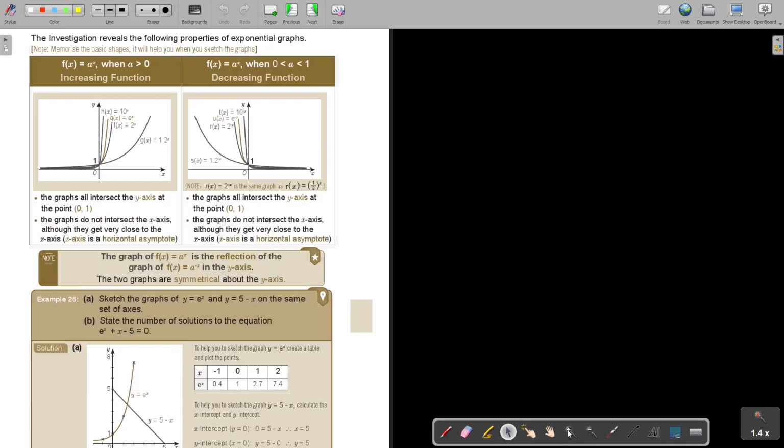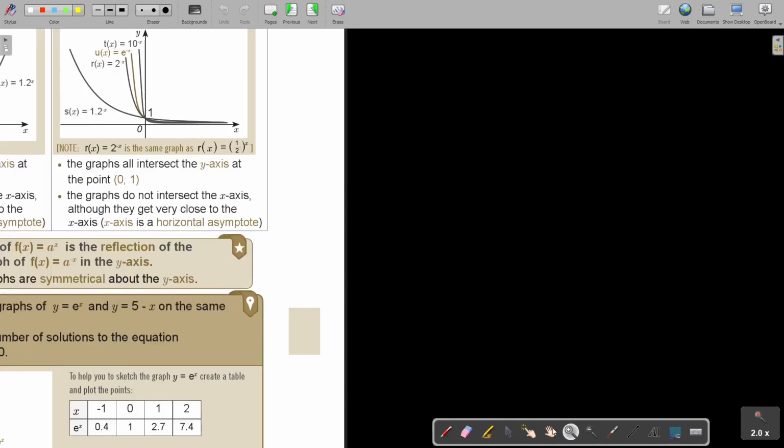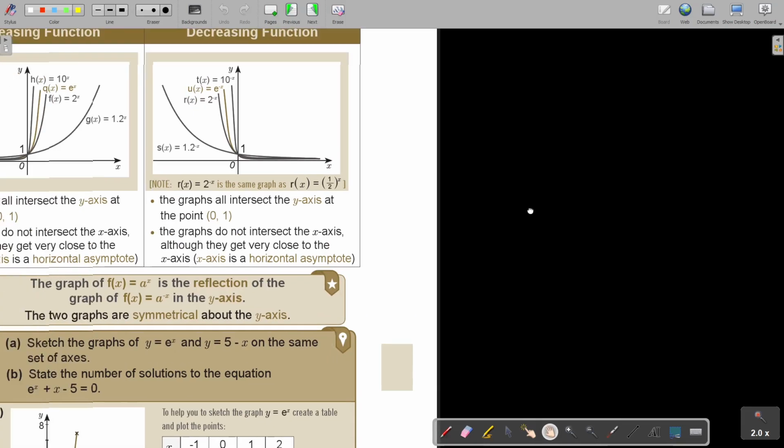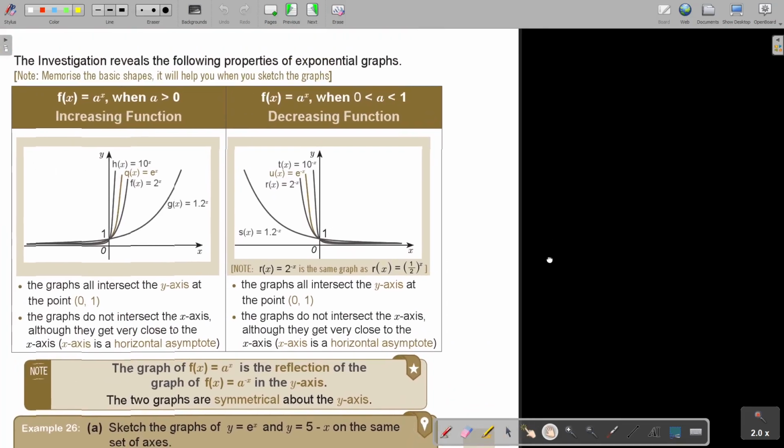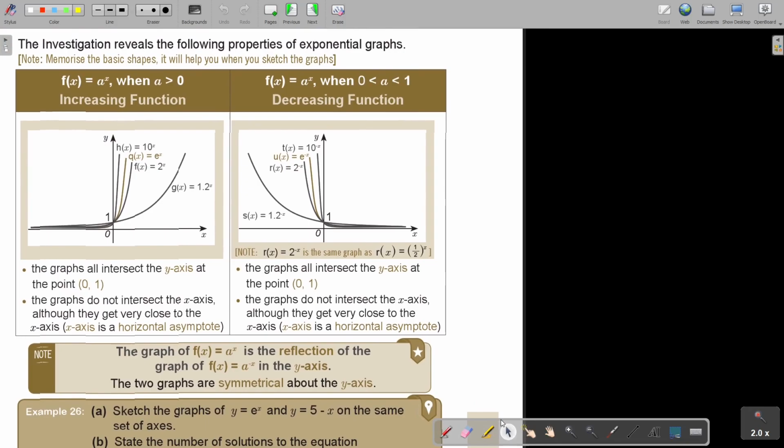And I'm going to make it a bit bigger so that you see better. So this is the summary out of the investigation. So the investigation reveals the following properties of exponential graphs. Very important. Memorize the basic shapes. It will help you when you sketch the graph. So if you already have a picture in your mind.